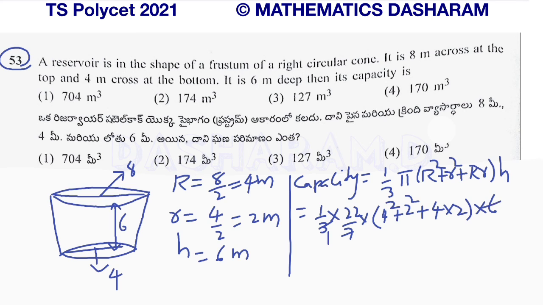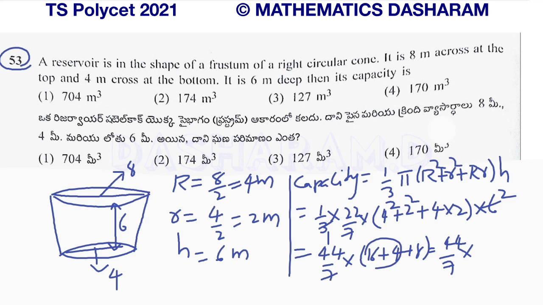3 ones are 3, 3 twos are 6. Here 22, here 2, 44 divided by 7. Here 4 square 16, 4 square 16, 2 square 4, 4 twos are 8. So 44/7 into 16 plus 4 is 20, 20 plus 8 is 28. So now 7 ones are 7, 7 fours are 28. 44 into 4, 4 fours are 16, 1 carry, 4 4s are 16 plus 1 is 17, so 176.